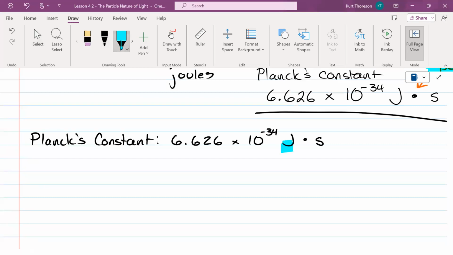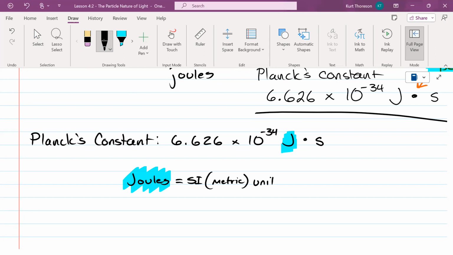Now, this unit of measurement right here is joules. It is the SI, or metric, unit of energy. You will see joules a lot in the second semester. In fact, the final unit of this entire course, when the school year is almost over, is thermochemistry. A lot of energy, a lot of joules.